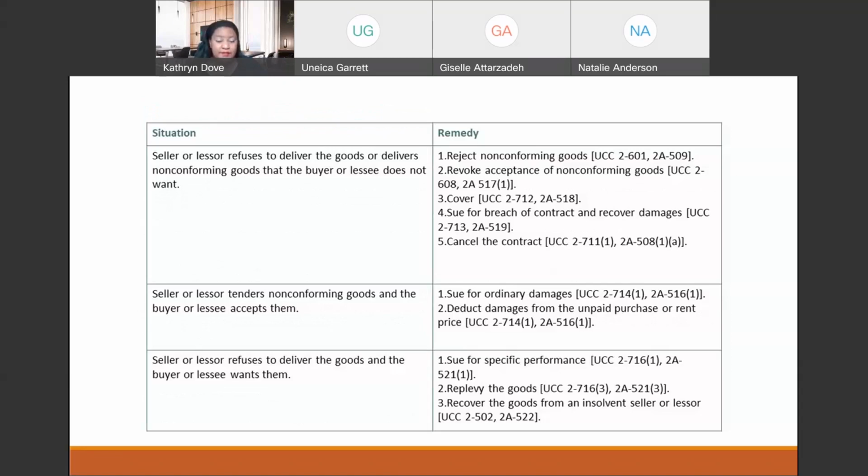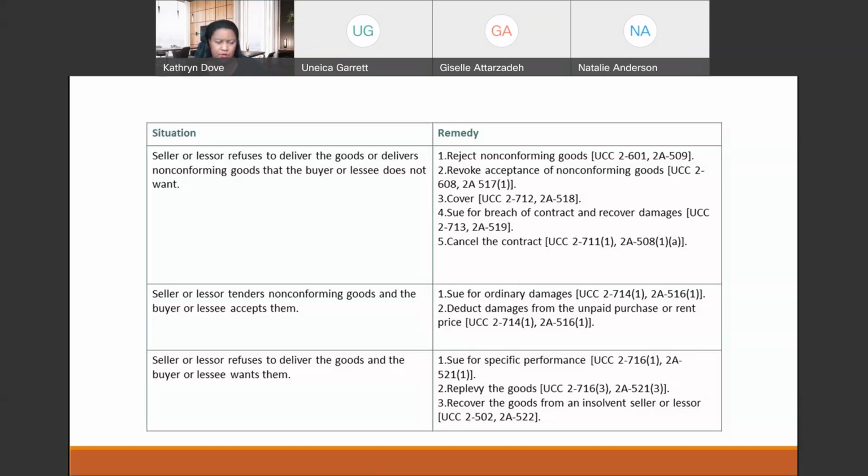Okay, so this table is a great summary of the remedies that are possible. So the situation here, the seller refuses to deliver the goods or delivers non-conforming goods that the buyer does not want. So there's a summary of remedies. The seller tenders non-conforming goods and the buyer accepts them. The seller refuses to deliver goods and the buyer wants them. So these are the remedies. These are the buyer's remedies.